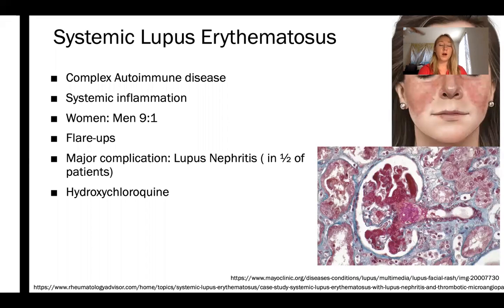Like a lot of other autoimmune diseases, SLE has flare-ups and times where the symptoms are more severe than other times. And one of the major complications of lupus is lupus nephritis. It occurs in about half of patients with SLE. And in the lower right, that picture is a kidney with lupus nephritis. And currently, the primary treatment is using hydroxychloroquine, which is an immune suppressant.